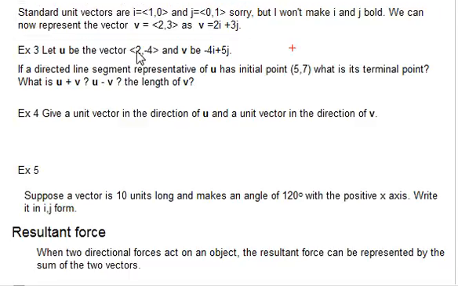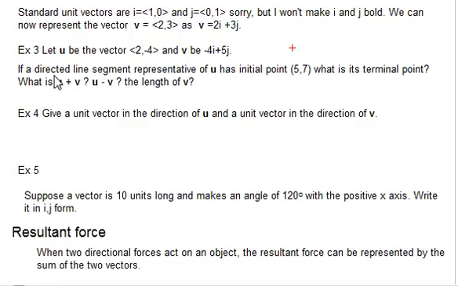So, as an example, let u be the vector 2, negative 4, and v be the vector negative 4i plus 5j. All right, I'm mixing it up on purpose just so you can see what this is all about. I hope you think that's a good idea. I agree. I'm glad you do.